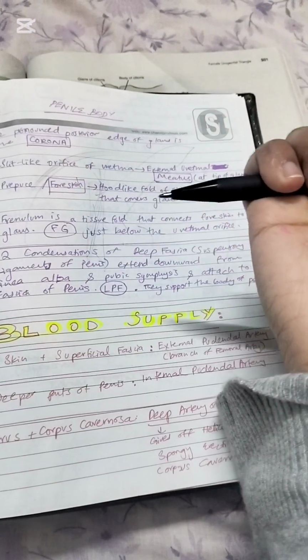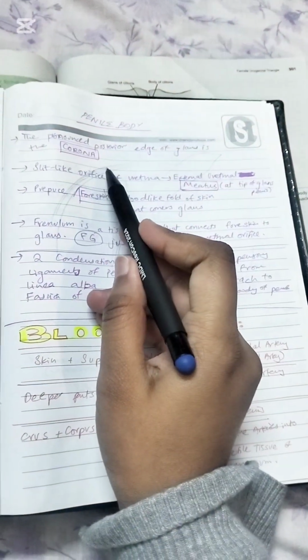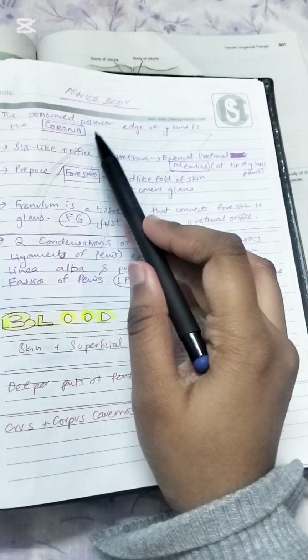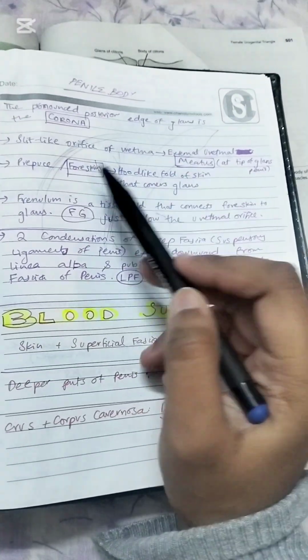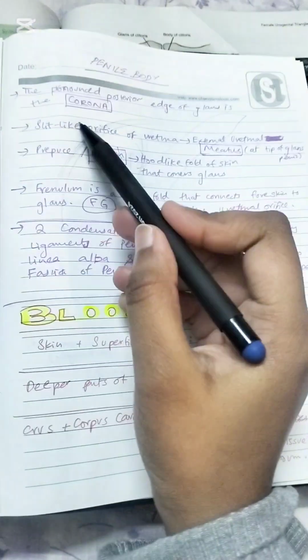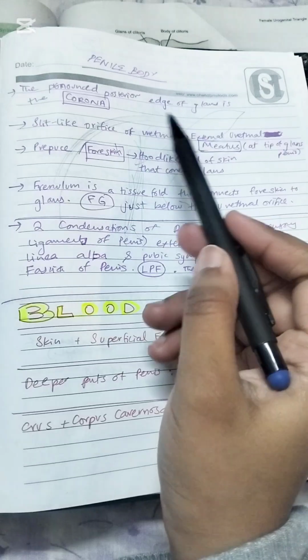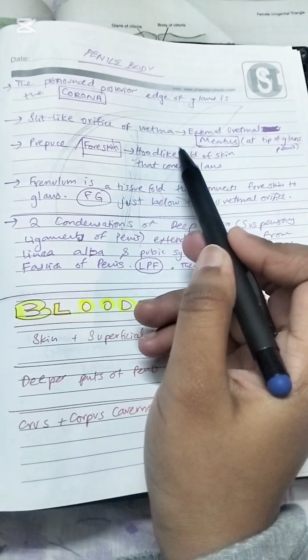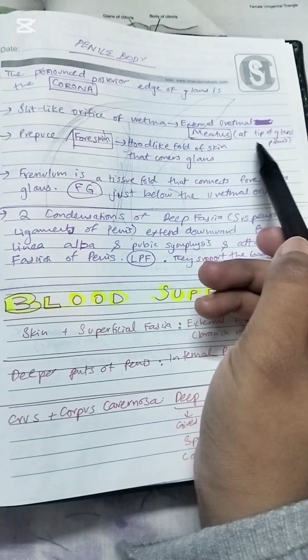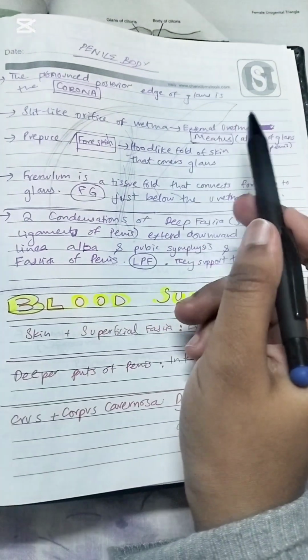The pronounced posterior edge of the glans is the corona. Okay, so we have a corona here as well. So we have the corona, meatus, and foreskin of the penile body. So these are the parts of the glans, right? The slit-like orifice of the urethra is the external urethral meatus at the tip of the glans. At the tip of the glans we have the orifice, and the posterior edge of the glans is the corona.